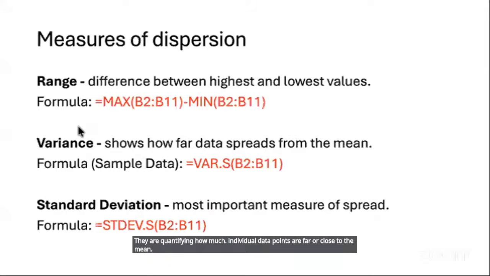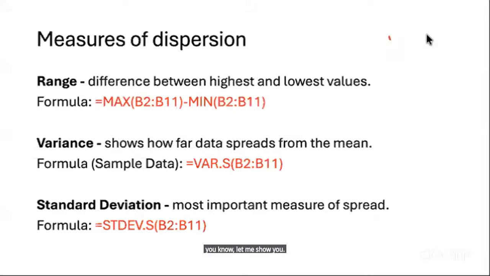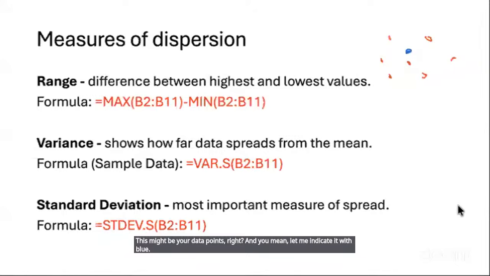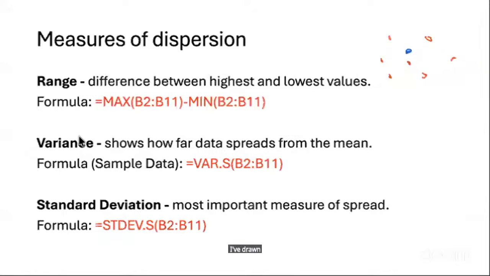Let me show you. I'm just writing dots. This might be your data points, right? And the mean, let me indicate it with blue. I've drawn one data set. Let me go with another data set below. Let me just do it as if it resembles this one. Then let me use blue to show the mean. See where the mean is. Let me put the mean here.